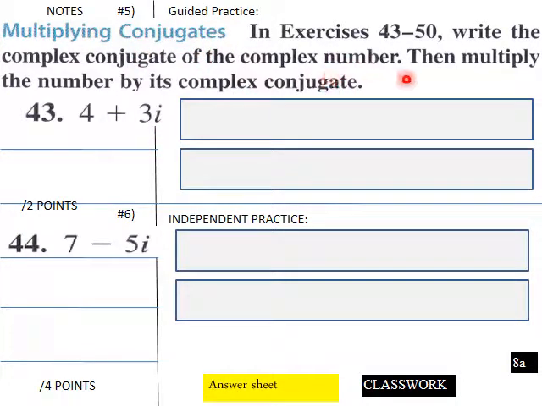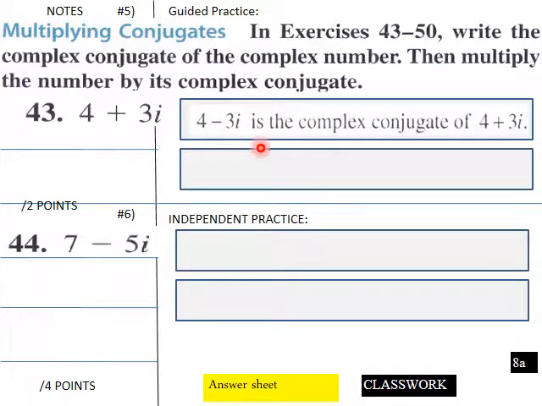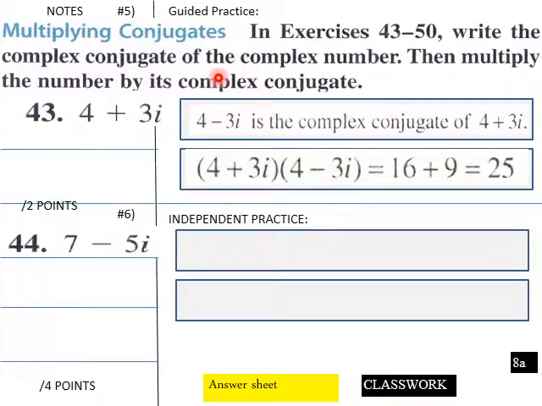Let's try one. 4 + 3i: write the complex conjugate of the complex number, then multiply the number by its complex conjugate. Down here, students, this one is yours, 7 - 5i. So 4 - 3i is the complex conjugate of 4 + 3i. When we multiply these two together, we have 16, negative 12i, positive 12i, and then negative 9i squared, which becomes positive 9. 16 + 9 equals 25.